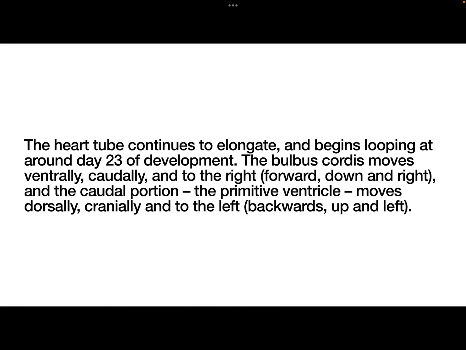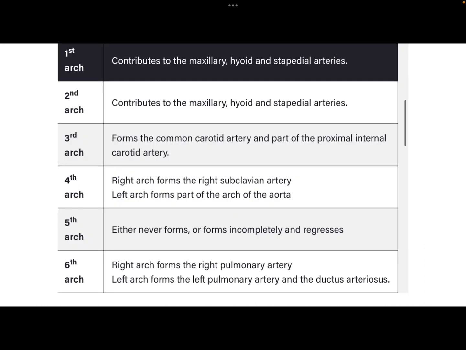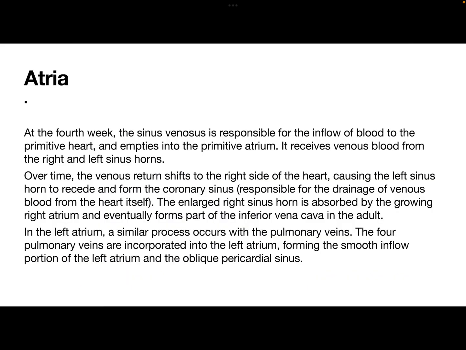The heart tube continues to elongate and begins looping at around day 23 of development. The bulbus cordis moves ventrally, caudally, and to the right (forward, down, and right), and a caudal portion, the primitive ventricle, moves dorsally, cranially, and to the left (backward, up, and left). These are the 6 regions and the function of them.